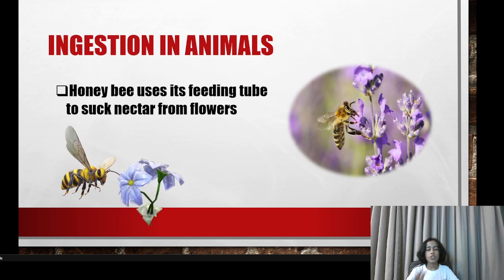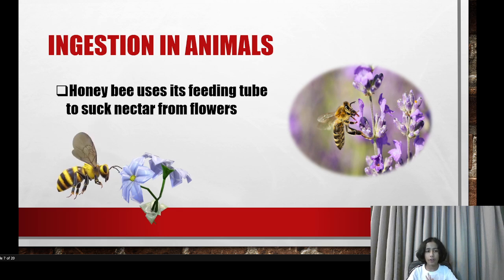Ingestion in animals. Ingestion takes place differently in different animals. The first example I've used is the honeybee, which uses its feeding tube to suck nectar from flowers to get its food. Amoeba use their false feet or pseudopodia to take in food inside their body. Humans use their hands to put food inside their mouth. A mosquito uses its feeding tube to suck blood from animals.